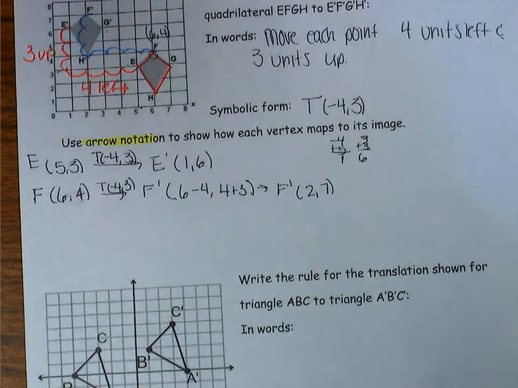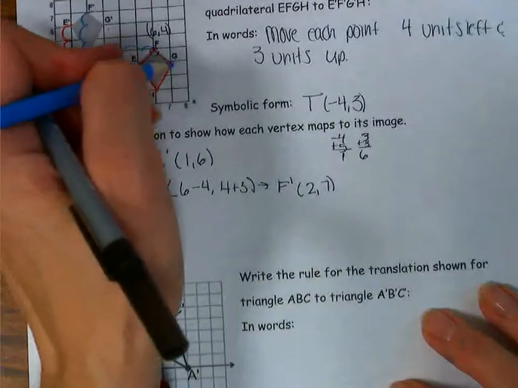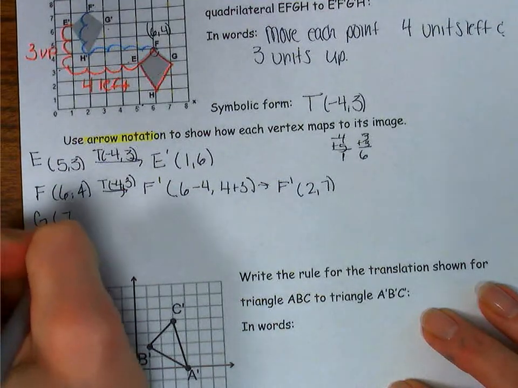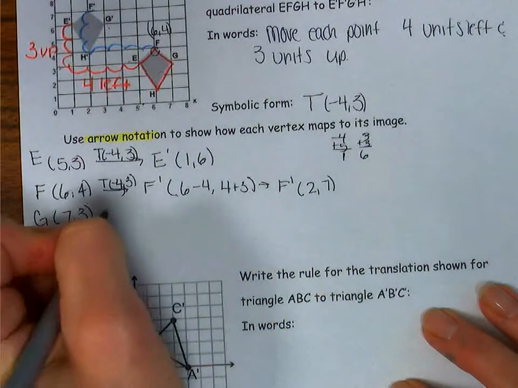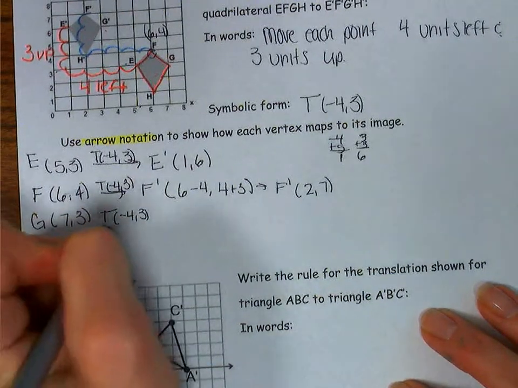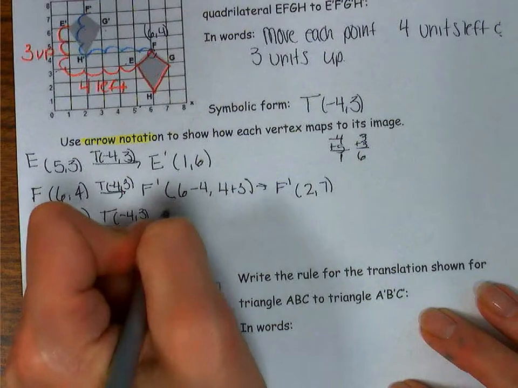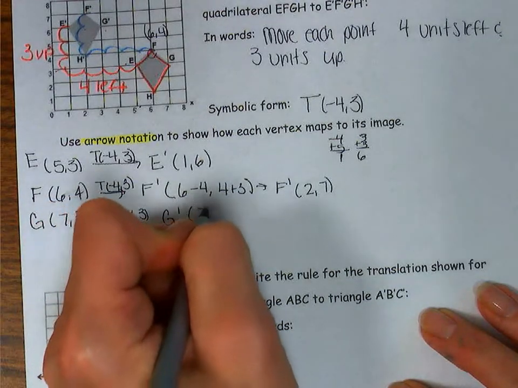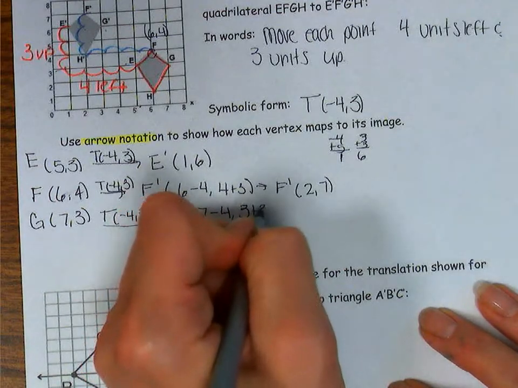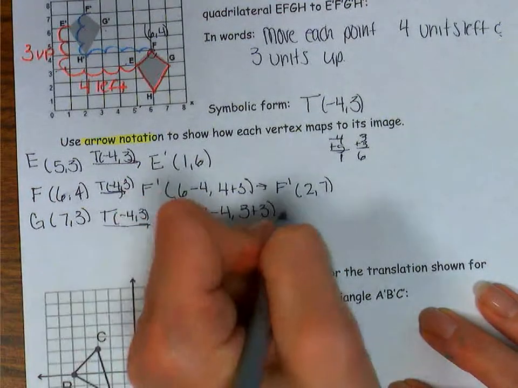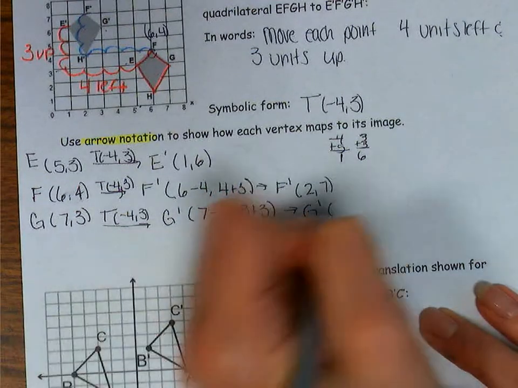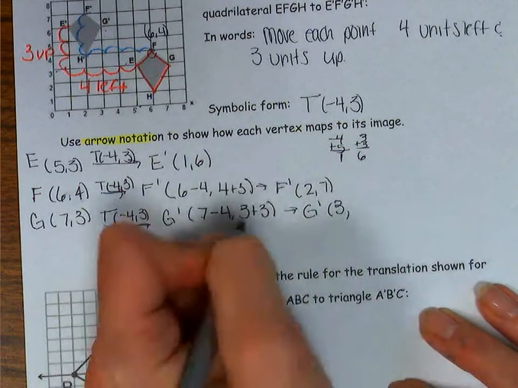Now let's take a look at G. My coordinate for G is 7, 3, and I'm translating it -4, 3. Once again, we can say G prime is 7 minus 4 and 3 plus 3. That gives us G prime, where 7 minus 4 is 3, and 3 plus 3 is 6.